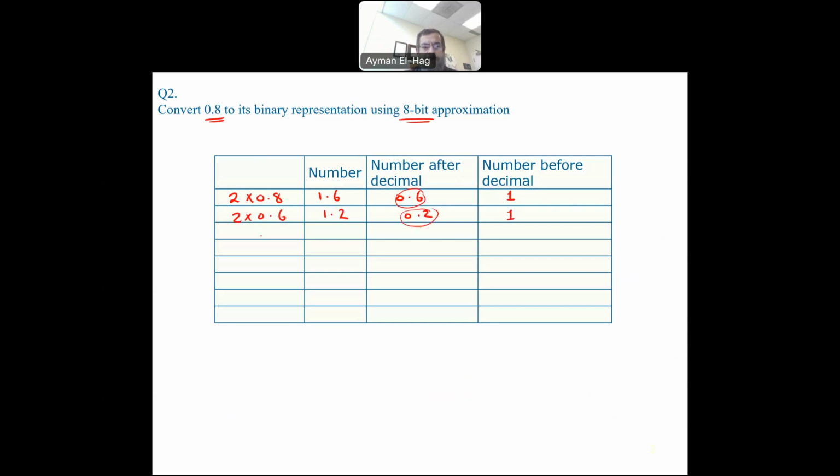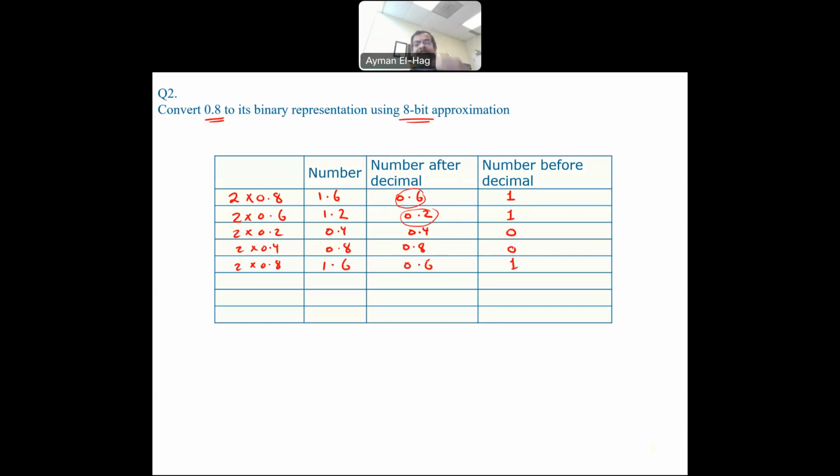We take the 0.2 and multiply it by 2. So this becomes 0.4. The number before the decimal is 0. Take the 0.4, 2 times 0.4, it is 0.8. The number after the decimal is 0.8, before the decimal is basically 0. Now take the 0.8, so 2 times 0.8, this is 1.6, here is 0.6, and here is 1.